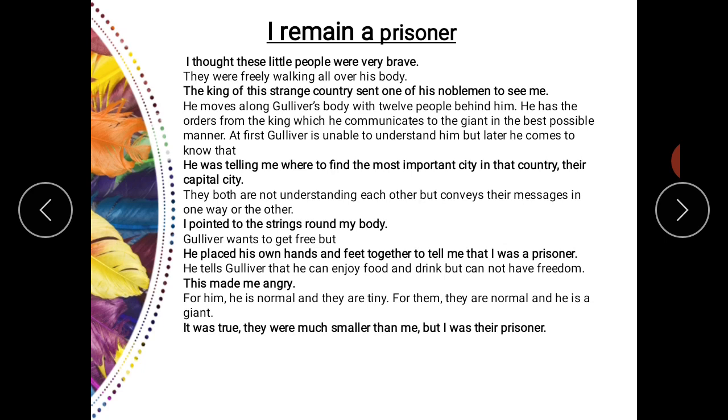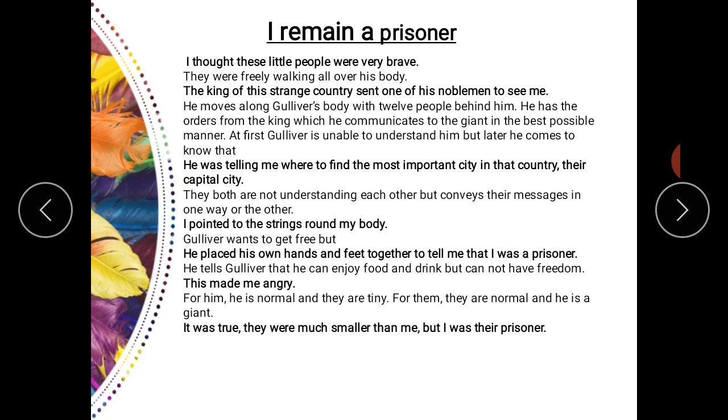I pointed to the strings round my body. Gulliver wants to get free, but that officer placed his own hands and feet together to tell me that I was a prisoner to them and could not be released. He cannot get freedom now. He tells Gulliver that he can enjoy food and drink but cannot have freedom.